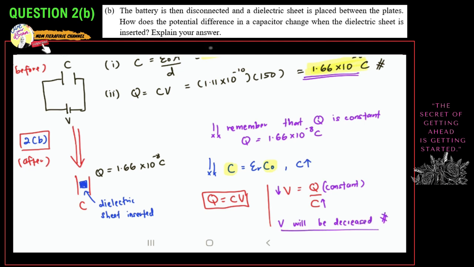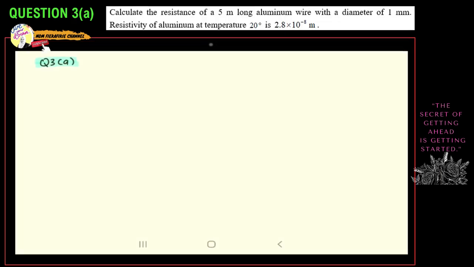Alright. Okay, so we've finished question number 2. Let's proceed to question number 3. Question 3A. Calculate the resistance of a 5 meter long aluminium wire with a diameter of 1 millimeter. Given that the resistivity of aluminium at a temperature of 20 degrees Celsius is 2.8 exponent -8 ohm meter.